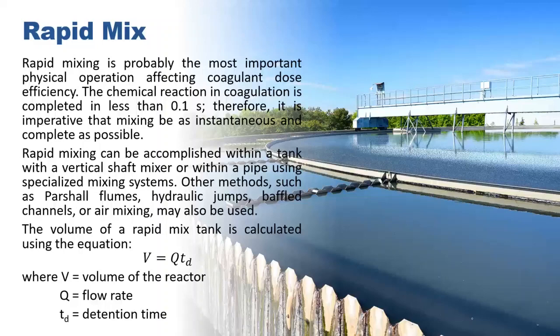Rapid mixing can be accomplished within a tank with a vertical shaft mixer or within a pipe using specialized mixing systems. Other methods such as partial flumes, hydraulic jumps, baffled channels, or air mixing may also be used. The volume of a rapid mix tank is calculated using the equation shown below, where V is the volume of the reactor, Q is the flow rate, and T subscript D is the detention time.